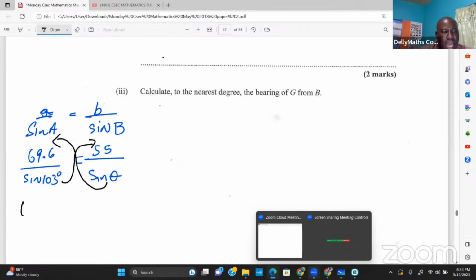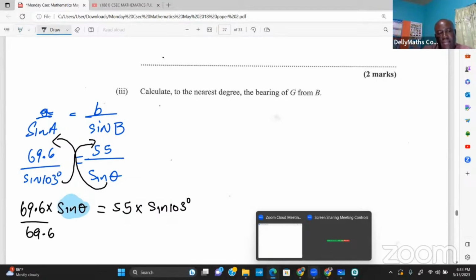So what do we have? We have 69.6 times the sine of the angle, and that is going to equal 55 times the sine of 103 degrees. Remember, the intention is to isolate this. So I'm going to divide both sides by 69.6.